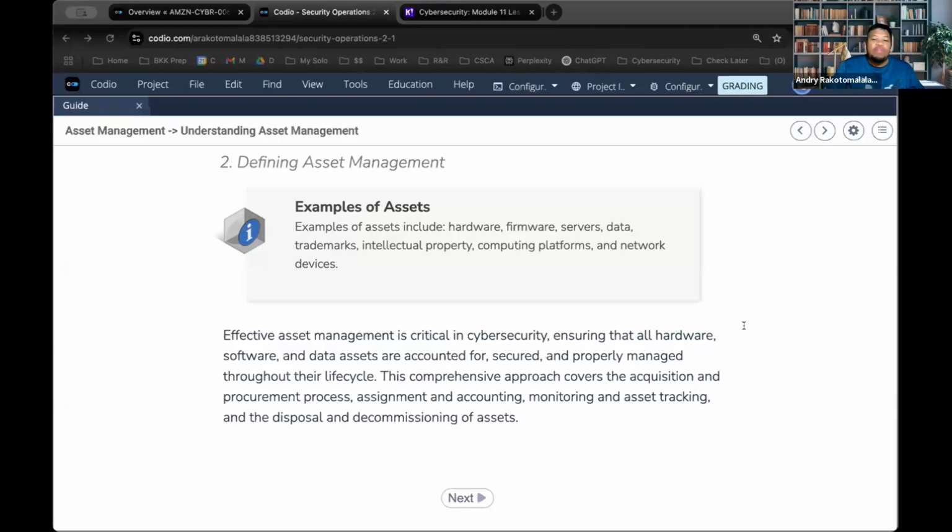Of course, you all are already familiar with the fact that data is considered an asset. So you want to make sure to understand and have an inventory of your files, your databases, that kind of stuff, okay?